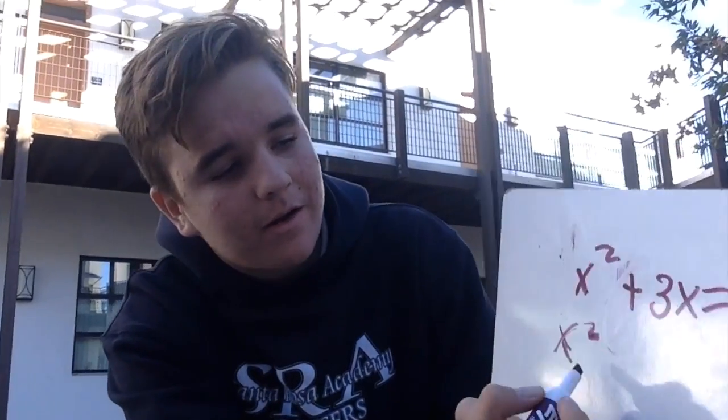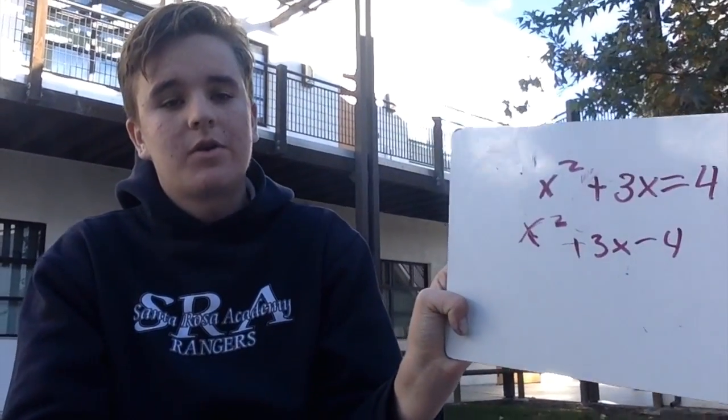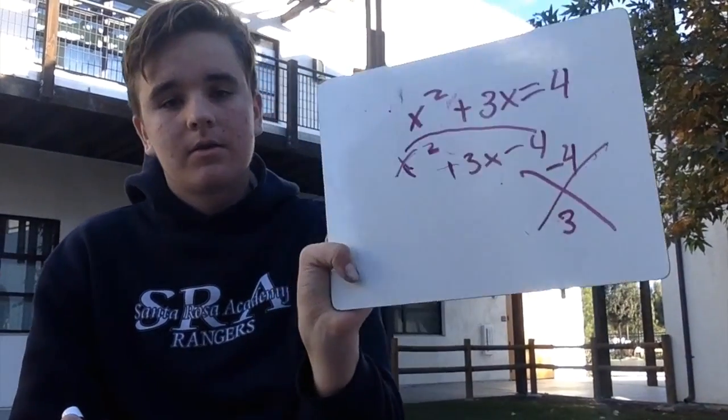Show them. So it'd be x squared plus 3x. And then you want to just subtract 4 on each side. So it'd be just x squared plus 3x minus 4. So then you do the same thing again. You do a times c, which would be negative 4, on top. And then the b would go in the bottom part of the x.